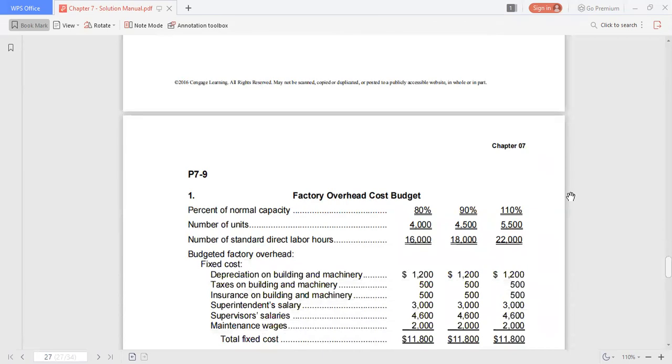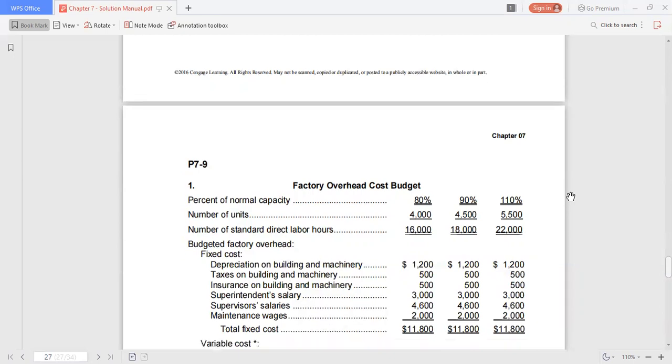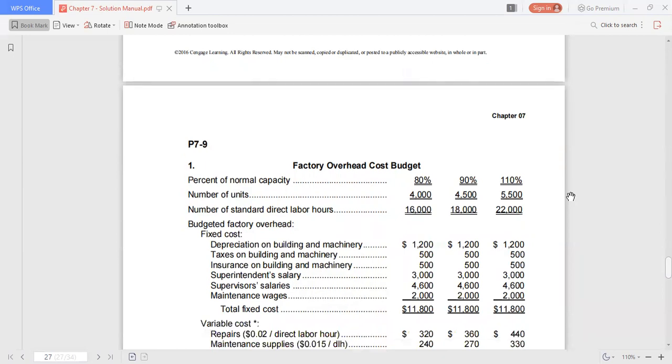So we have now the budgeted factory overhead. For the fixed cost, we have 1,200, 500, 500, 3,000, 4,000, 600, and 2,000. For all the capacity levels, the total fixed cost for each is 11,800. What we consider as fixed cost is fixed in total regardless of the capacity level, but within the relevant range.